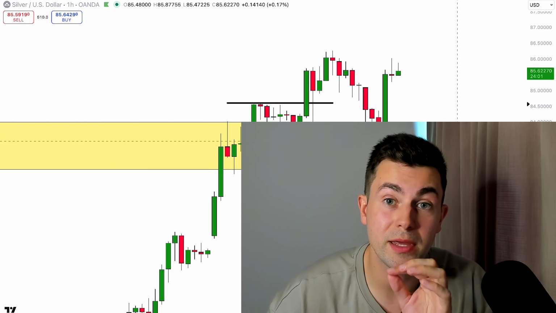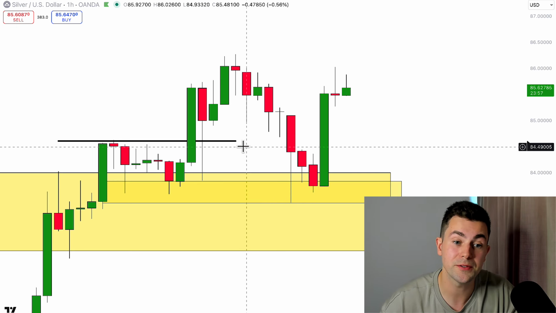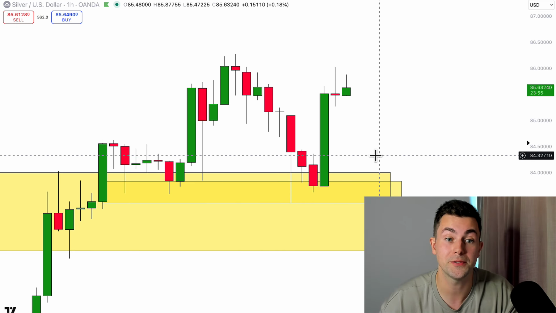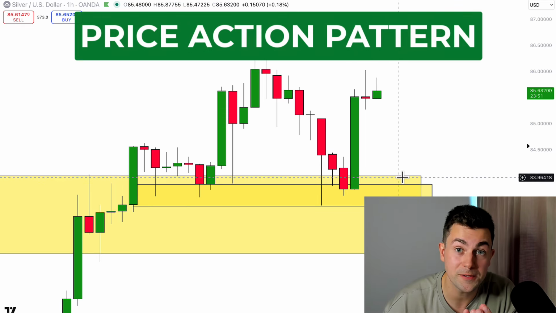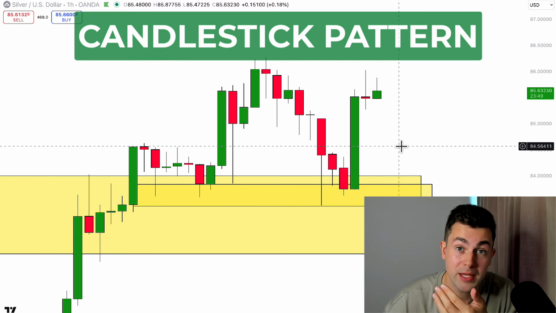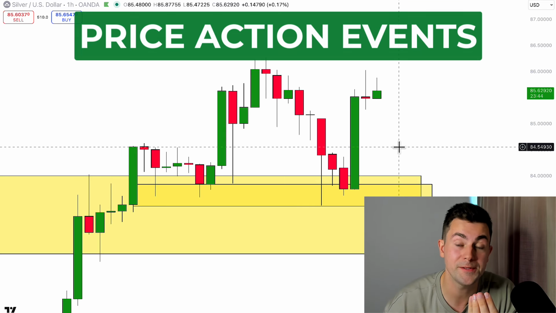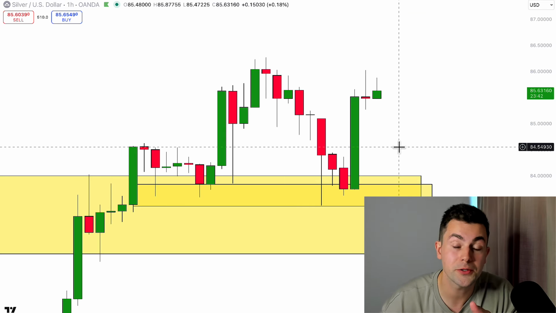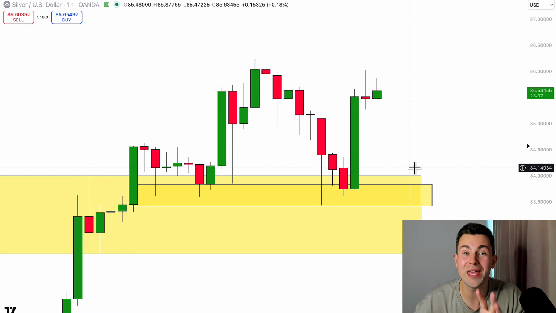But what can be our signal? I suggest looking for a clear strength of the buyers. I suggest looking for any bullish price action pattern, any strong bullish candlestick pattern, or any important bullish price action event like break of structure or change of character. In that particular case, we have a lot of different confirmation signals.